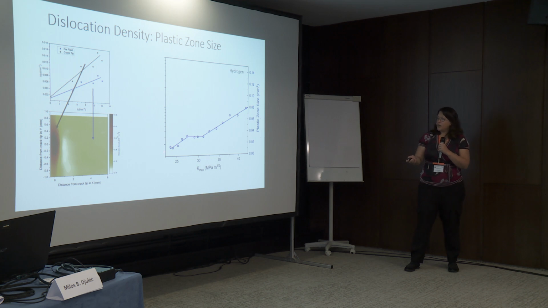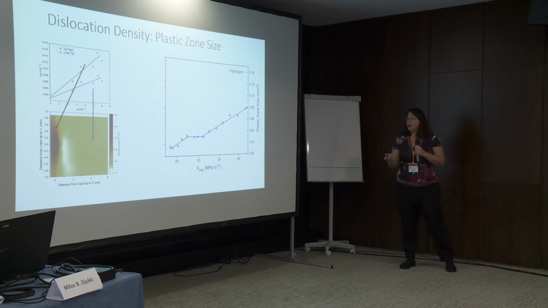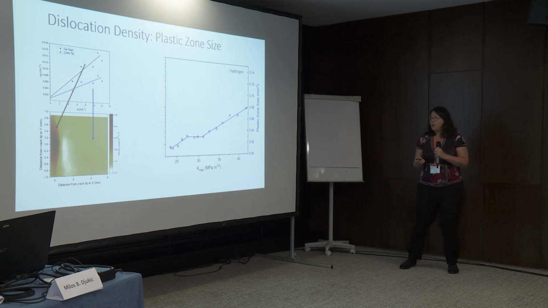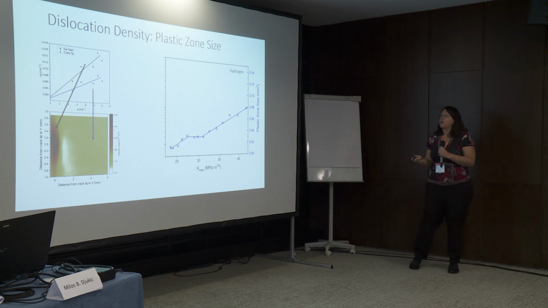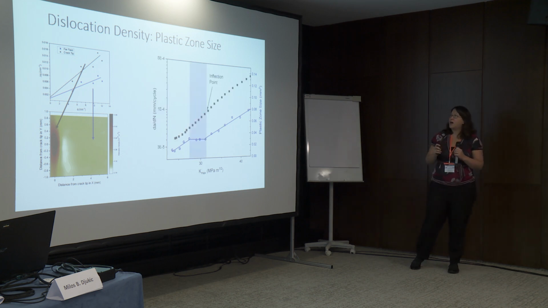We can see, okay, we're getting an increase in the plastic zone size with increasing K, but we've got this area in here from about 27 to 31 megapascal root meters, where there's this plateau where nothing happens, the plastic zone size doesn't grow. So what's going on here? Well, let's use our small angle X-ray and see if we can see what's going on there.